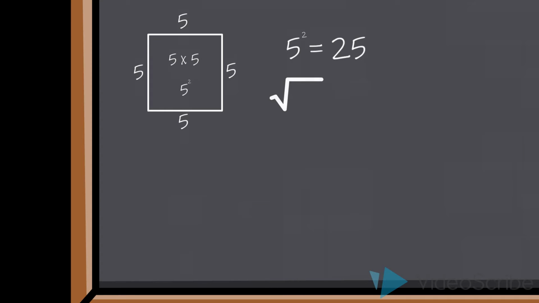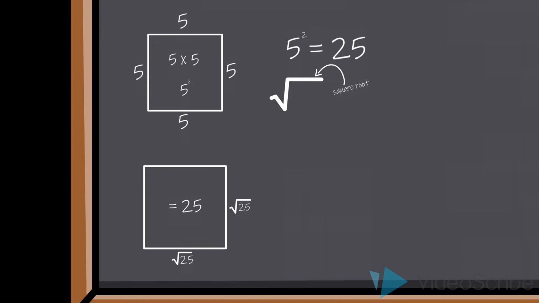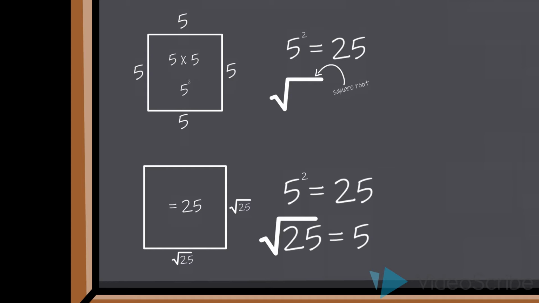A square root is the exact opposite of a number squared. If the area of the square is 25, the square root of 25 is trying to figure out how long the one side length is. If 5 squared equals 25, then the square root of 25 equals 5.